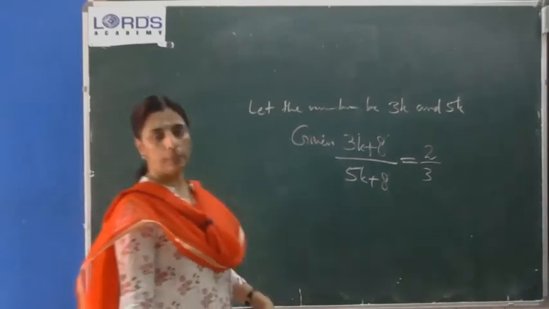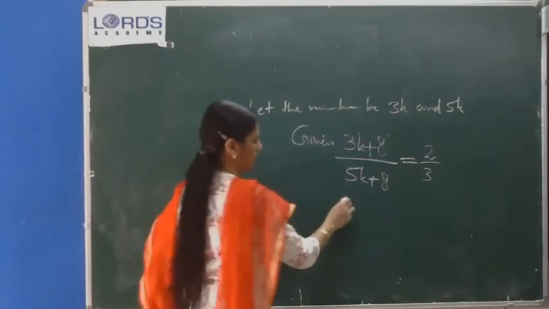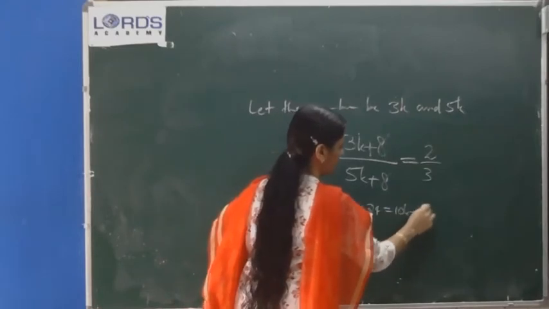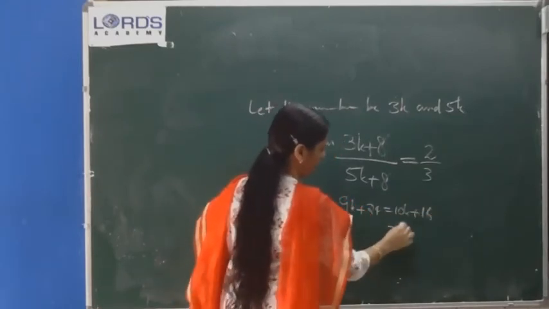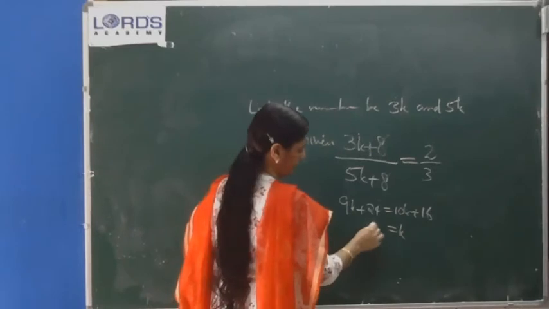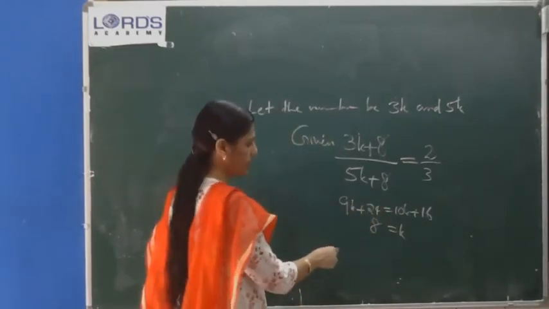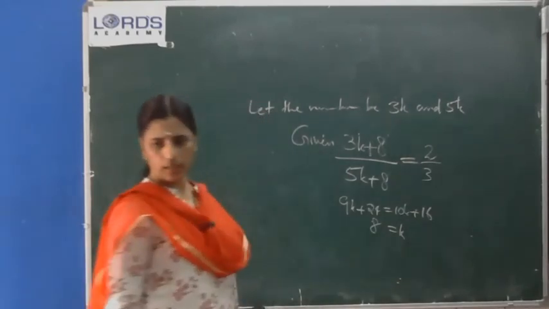Cross multiply and get the value of k. 9k plus 24 equal to 10k plus 16. 24 minus 16, 8. So k equal to 8.